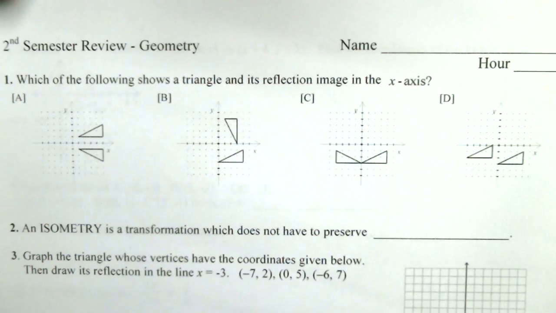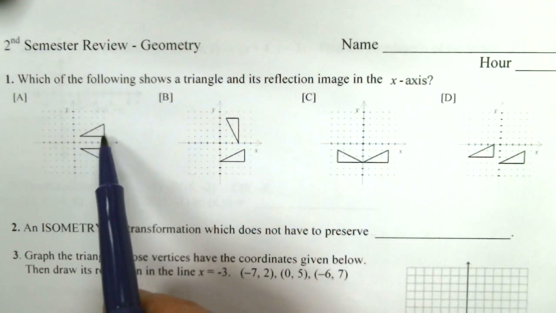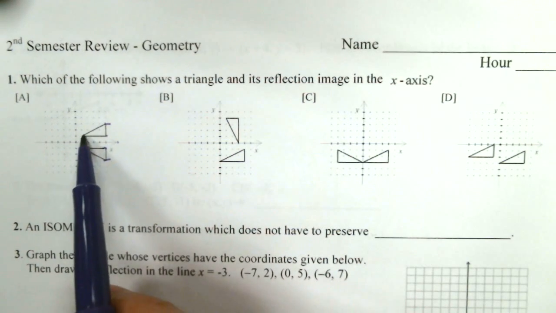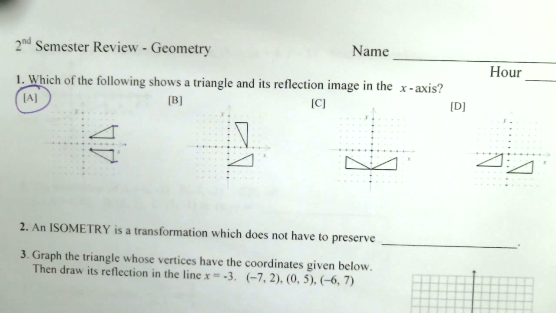Here's the first page. In the first question it asks, which of the following shows a triangle and its reflection over the x-axis? Since this is the x-axis and this point and this point are the same distance from each other as is that and that, and that and that, we would have to say A is the only one that is the reflection over the x-axis.